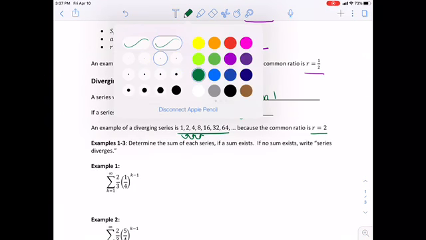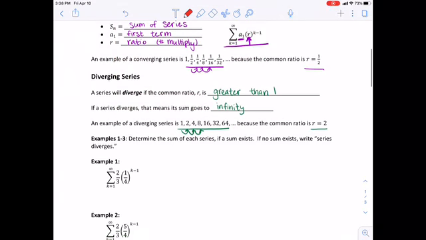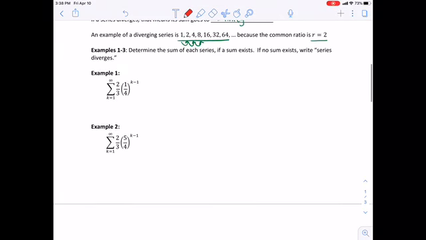So now on this next section, we have been asked to determine the sum of the series if the sum exists. If it doesn't exist, notice we've been asked to simply write series diverges. So we can determine if the series converges by looking at the common ratio r. So here on example 1, our common ratio r is 1/4. Since 1/4 is a number that's smaller than 1, we know that the series converges, which means we can find the sum.